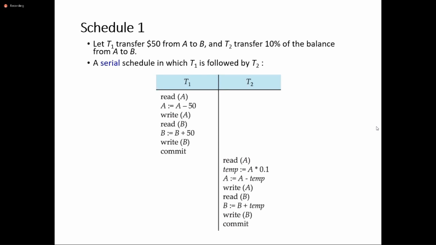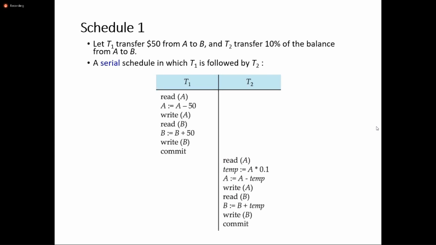Then, for example, B has $2,000. The book mentions that $2,000. Then read B and add the $50 deposit. After the deposit, B is now $2,050, write B, and commit. The first transfer T1 is successfully completed.